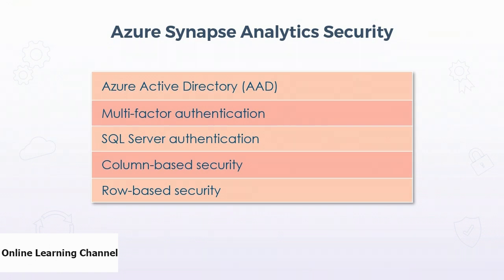But interaction with the database itself doesn't have to be Azure AD based. You can also use the bog standard SQL Server authentication methodology too. And since we're talking about SQL type authorization, it means that you can implement security at various levels of your database. So that can be anything from column-based security to row-based security. So when it comes to security, Azure Synapse is totally set up and good to go.